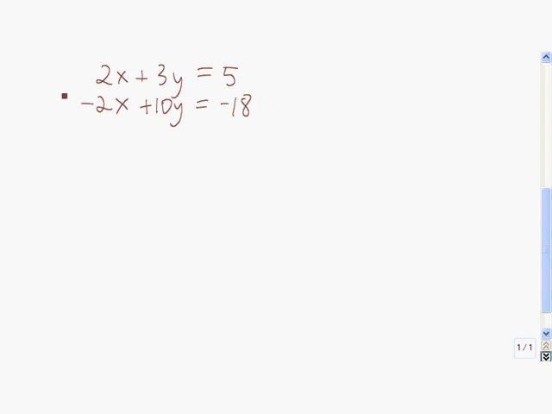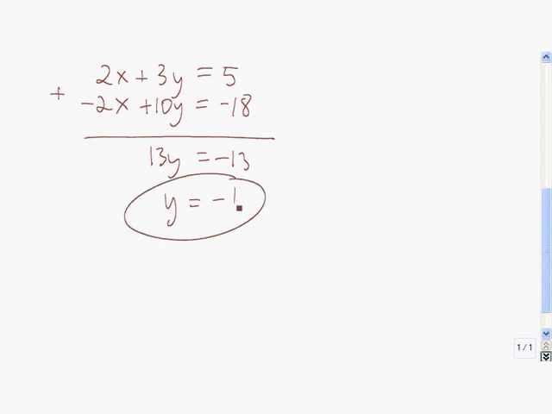So the first thing we're going to do is add corresponding sides of each equation. So we get 2x minus 2x, which is 0. 3y plus 10y is 13y, equals 5 plus negative 18, which is negative 13. Then we divide both sides by 13. We get y equals negative 1.